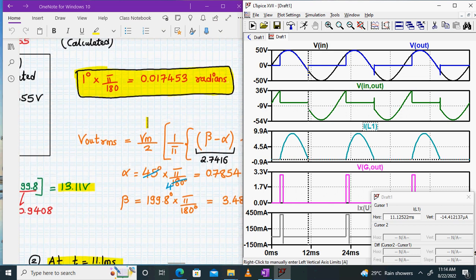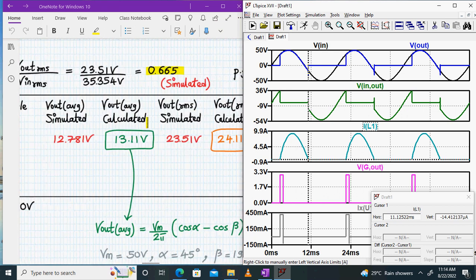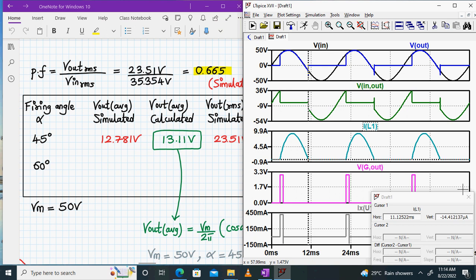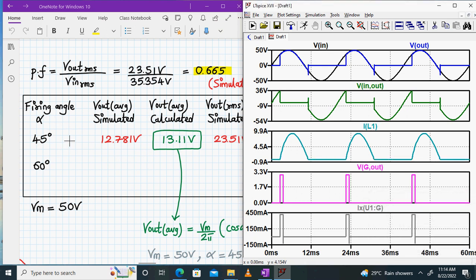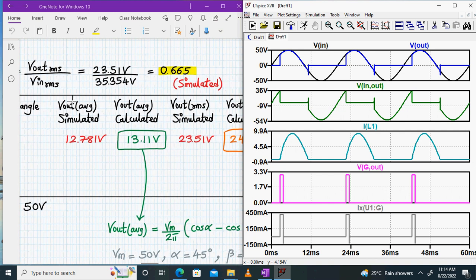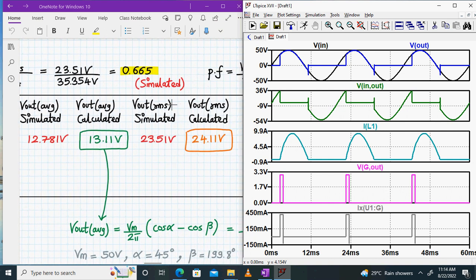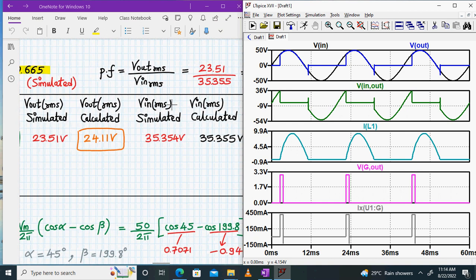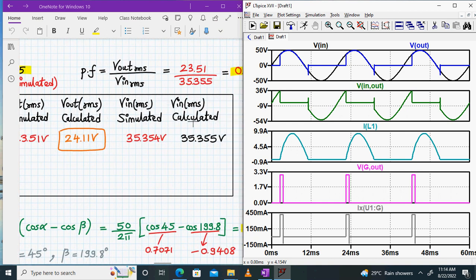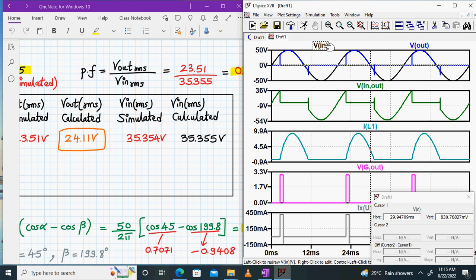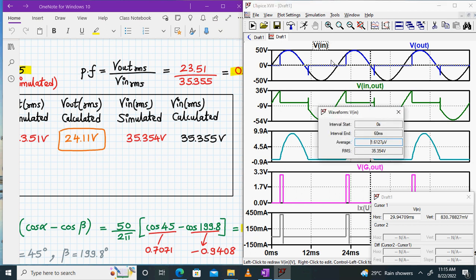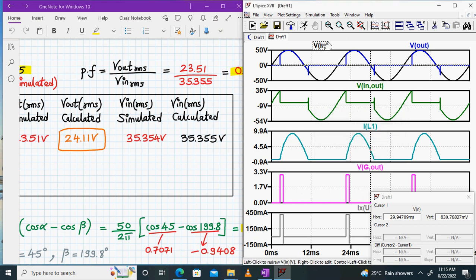Now, let us check out the other calculations in our observation table. For the firing angle alpha, we have taken a sample of 45 degrees, right? So we have to check the values of V out average, V out RMS simulated and calculated, then V in RMS simulated and calculated, right? V in RMS we have calculated already. It's 35.355 volts. Now, how do you calculate the V in RMS value? Here you select this V in, press Control and left click. Again I repeat, once you select the value of V in, press Control and left click.